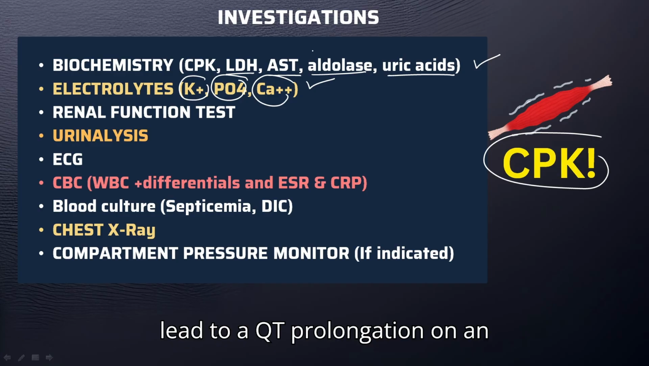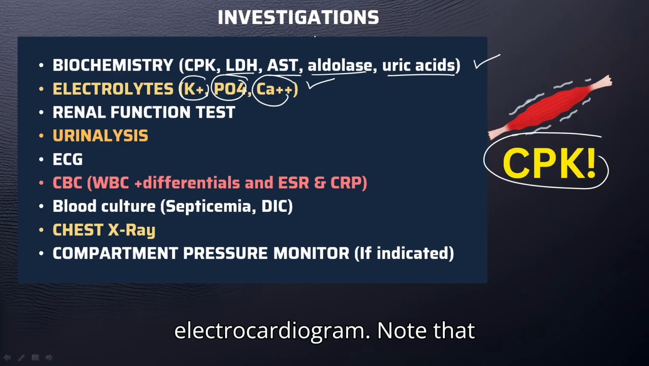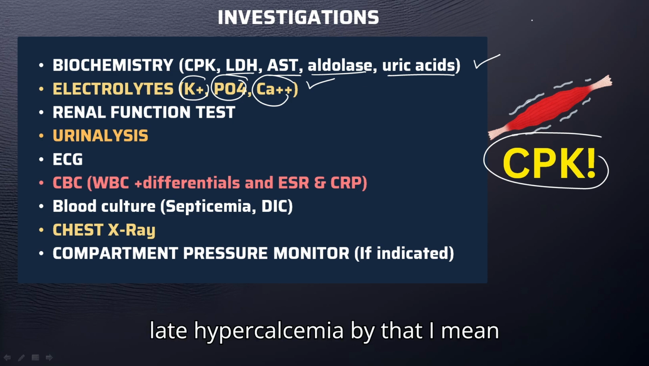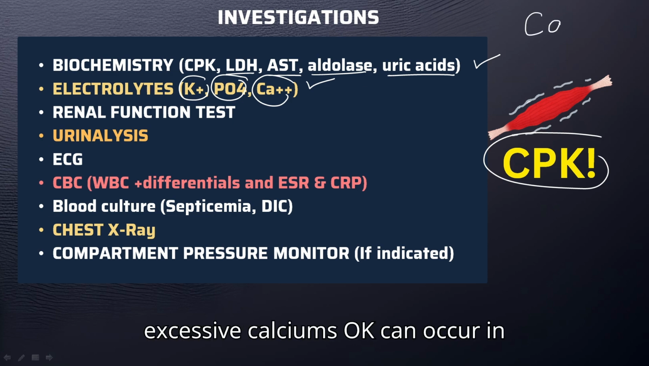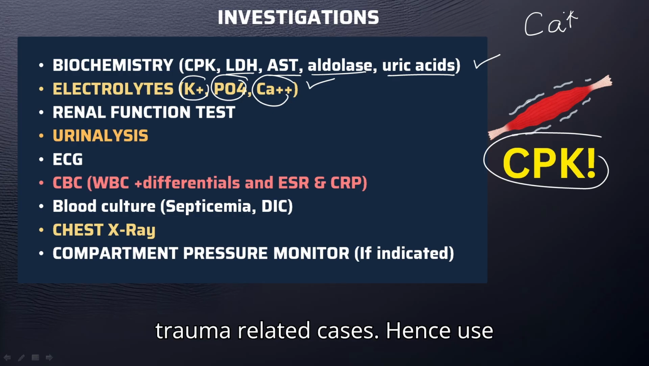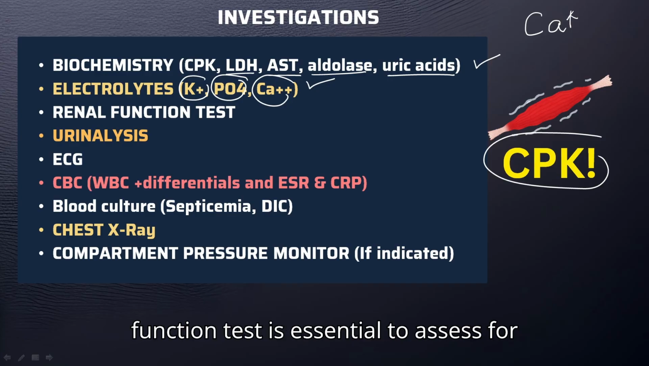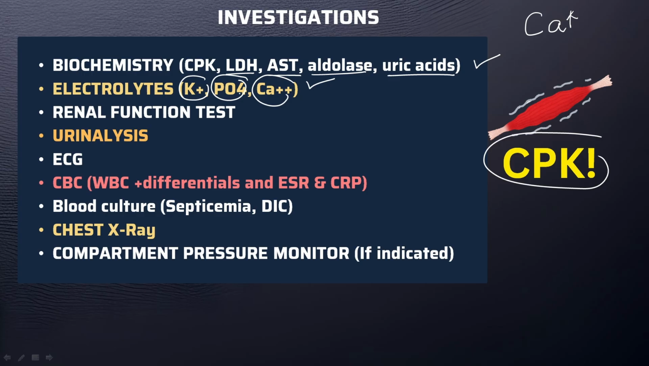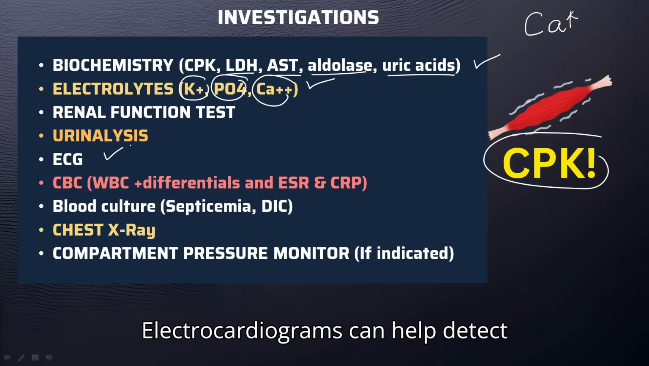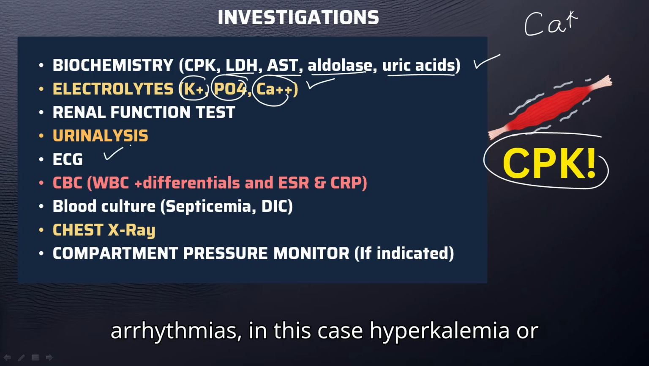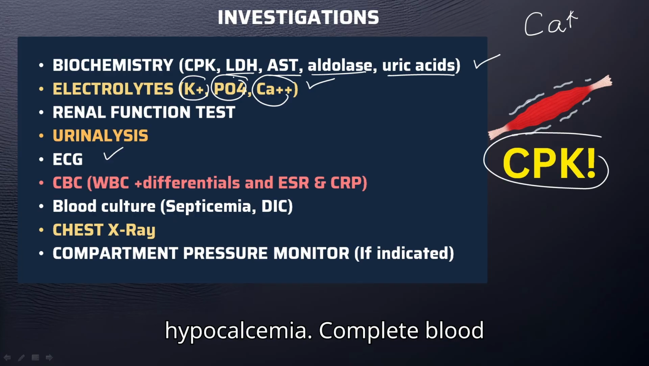So this may lead to a QT prolongation on an electrocardiogram. Note that late hypercalcemia, by that I mean excessive calciums, can occur in trauma-related cases, hence use caution with calcium replacement. A renal function test is essential to assess for acute kidney injury. Electrocardiograms can help detect arrhythmias, in this case hyperkalemia or hypocalcemia.